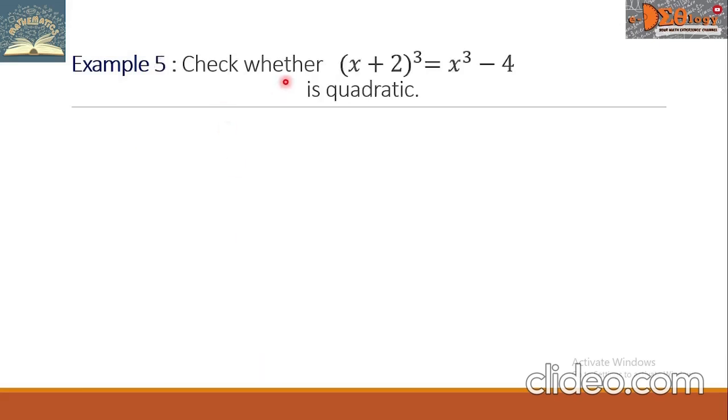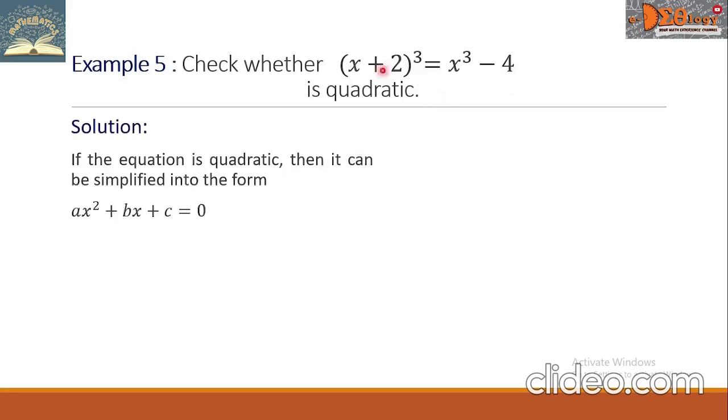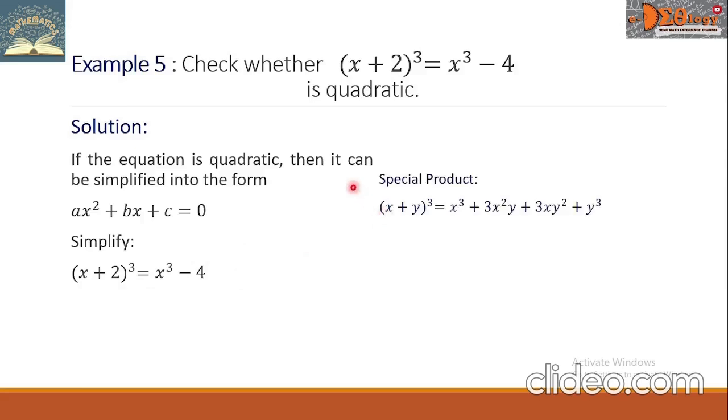Example 5. Check whether the cube of x plus 2 equals x cubed minus 4 is quadratic. If this equation is quadratic, then it can be simplified into this form. Let us now simplify the equation. On the left side, let us first remember our special product that says the cube of x plus y equals x cubed plus 3x squared y plus 3xy squared plus y cubed. We apply this on the left side of the equation.